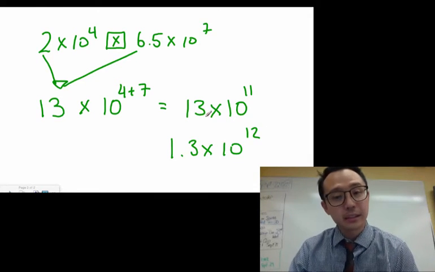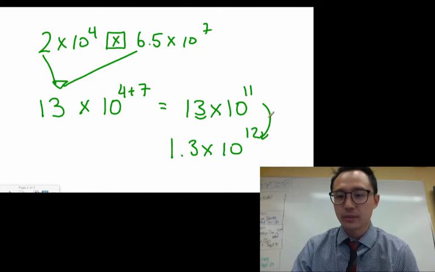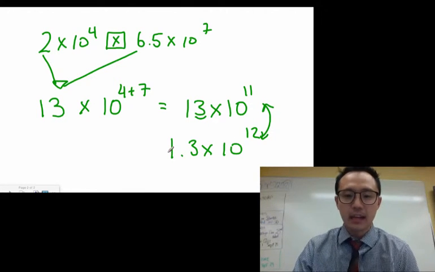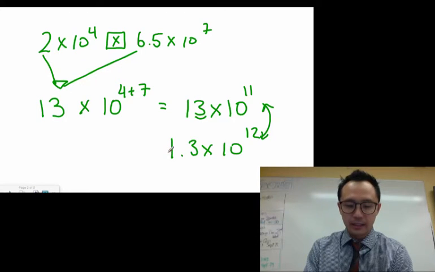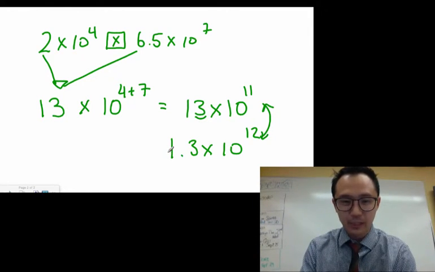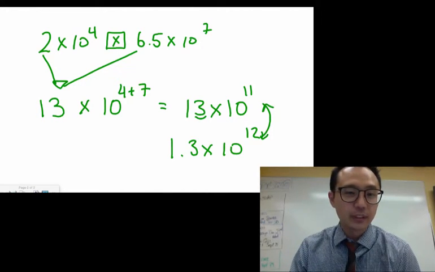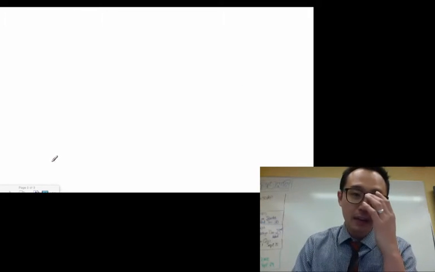When we move the decimal place to the left, we make this number bigger. These two numbers are still exactly the same. Let me double check if what I did is correct. If it is, then it's pretty straightforward. 2 times 6.5 is 13, and voila, it is correct. So try this out.